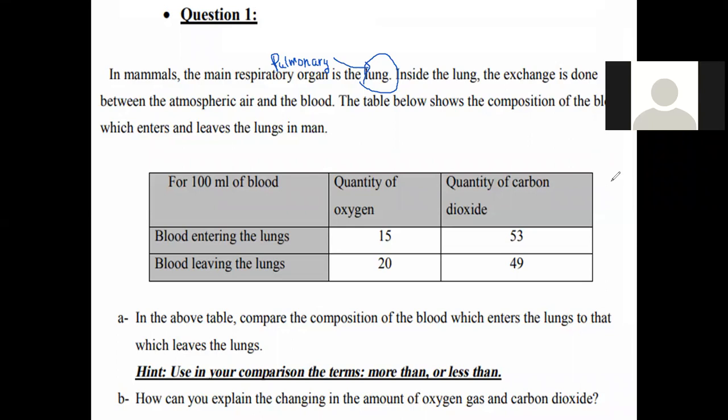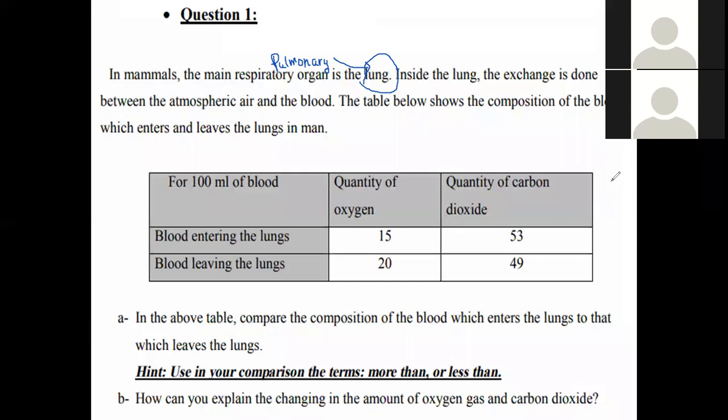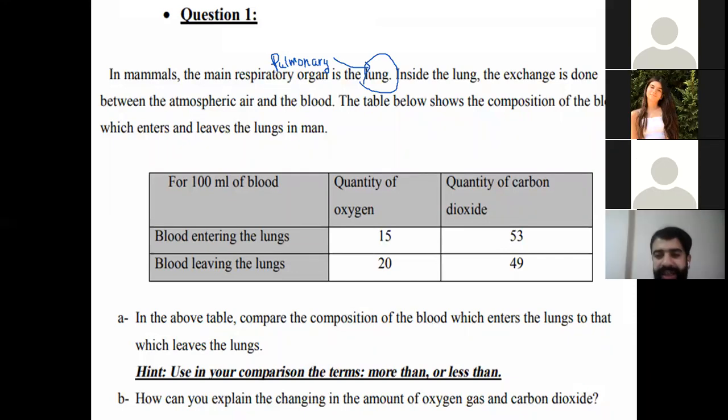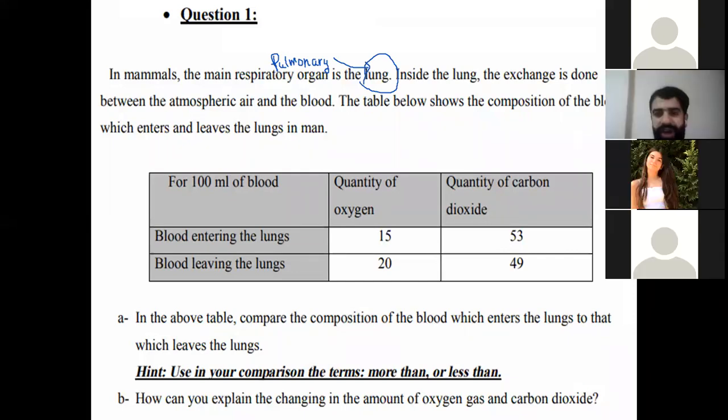Who can tell me? Yes, Laris, can you tell me? Insects. Thank you, Laris. Thank you, Lin. So we have trachea in insects. So this is the tracheal respiration.